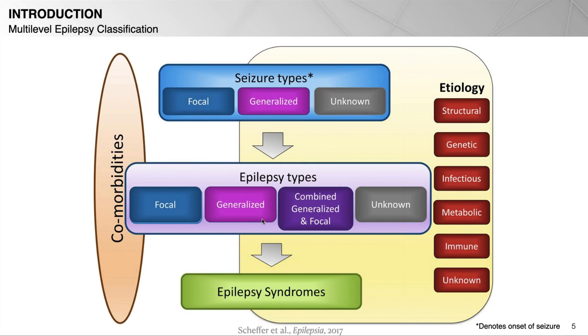You have the focal seizures, where the onset is confined to a restricted portion of the brain within one hemisphere. You have the generalized, where the onset involves both hemispheres. And you have the unknown group of seizures, for which the onset localization cannot be evaluated.